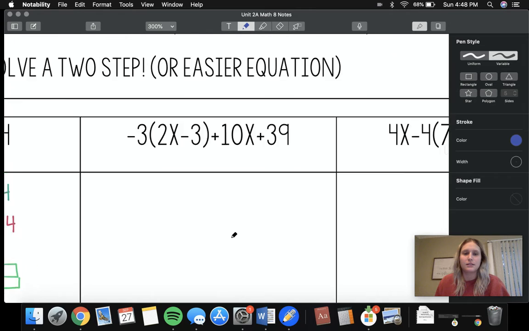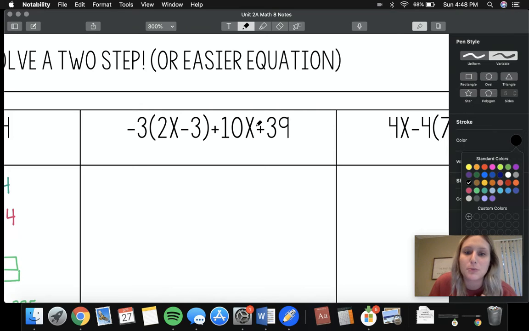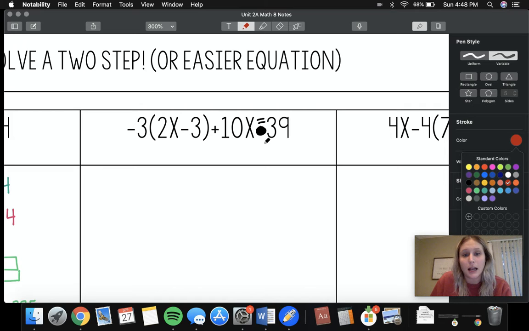All right, for this problem I made a typo. Shocker. It is supposed to be equals 39, not plus 39. Go ahead and change that in your notes real quick. Before we can do either a bar model or a regular algebraic solution, we need to simplify this side. If I just look at this side, there's a lot going on.